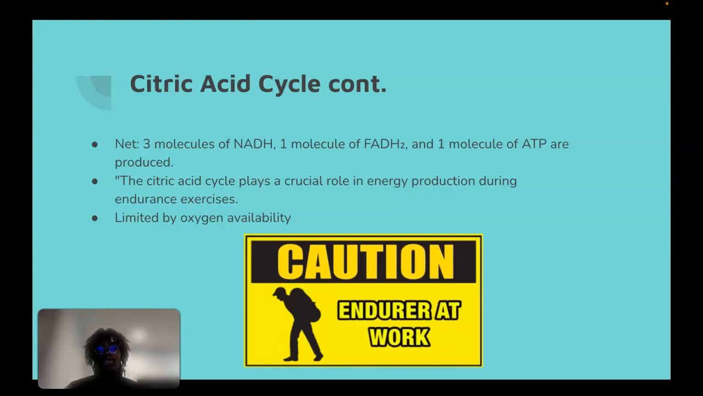The citric acid cycle plays a crucial role in energy production during endurance exercises. However, during high-intensity, short-duration exercises, the reliance on the citric acid cycle alone might be insufficient to meet energy demands. One limitation is the availability of oxygen. If oxygen is limited, the efficiency of the citric acid cycle is compromised, impacting ATP production. The high-energy electrons produced during the citric acid cycle are vital, as they will be used in the next stage, oxidative phosphorylation.